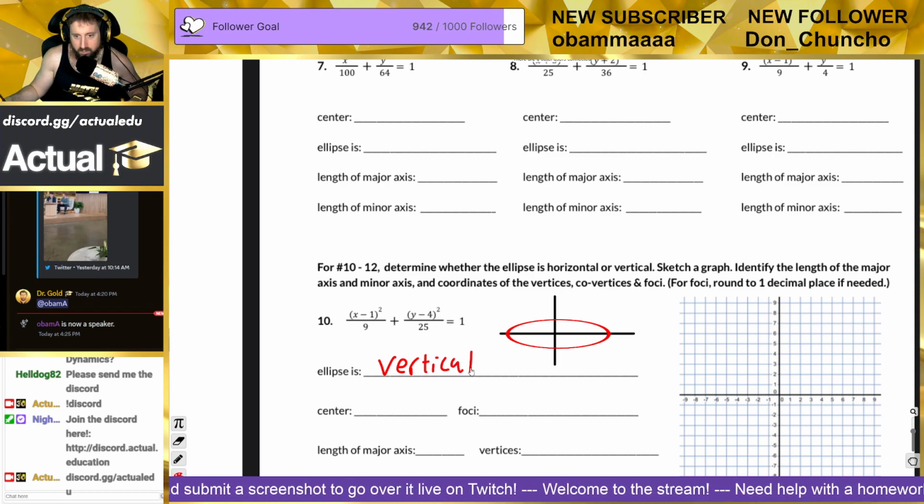Yo, I thought that said eclipse at the start. Eclipse? No, that's an ellipse. It's an ellipse, yeah, because this is bigger, okay?